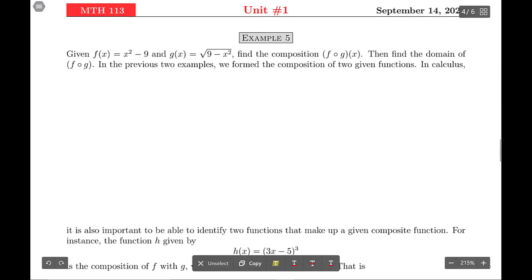Our next example, number 5, says given that f of x is equal to x squared minus 9 and g of x is equal to the square root of 9 minus x squared, find the composition f of g of x. So we're taking function g, placing it inside of function f.